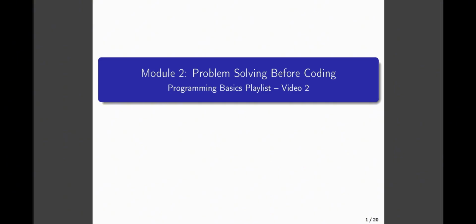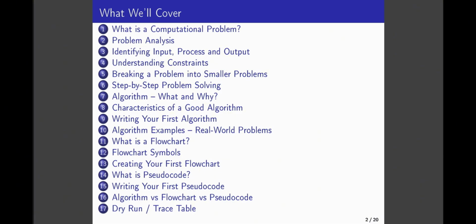By the end of this video, you will know exactly how to break down a problem, plan it out with an algorithm, and represent that plan using flowcharts and pseudocode. So we can see what we will cover in this video: 17 topics in total. We will start with what counts as a computational problem, move through analyzing and breaking problems down, and then spend a good chunk of time on algorithms, flowcharts, and pseudocode. These are three different ways of expressing the same logic. And by the end, we will even do a dry run together, tracing through an algorithm step by step.